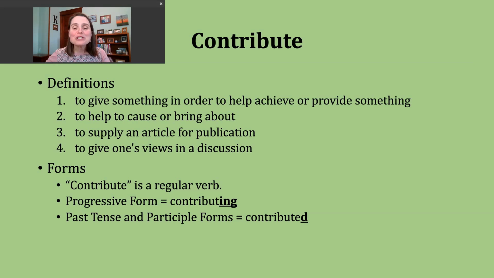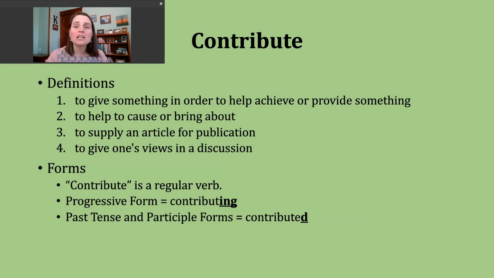For now, you should know that contribute is a regular verb. To make the progressive form of this verb, you need to drop the E on the end because we have a vowel consonant E ending, and then we're going to add ing. That forms contributing. The past tense and the participle forms of this verb can be made by adding D since this verb already ends in an E.